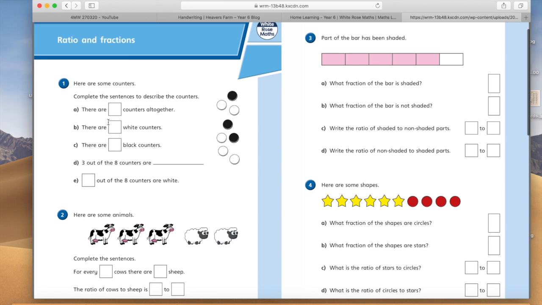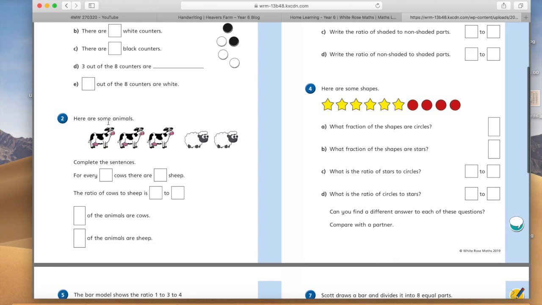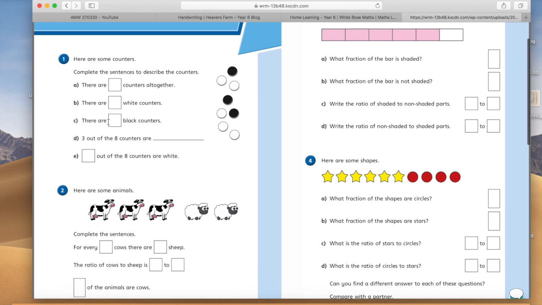Once again, like I mentioned yesterday, if you do have access to a printer and spare paper and ink, feel free to print it out, but you do not need to. You can just use any paper and have a go at working through these questions. Really, you're looking at completing the sentences. There are how many counters altogether? 1, 2, 3, 4, 5, 6, 7, 8. We've got 8 there. I've given you a free answer already. And then you're working out how many white and how many black.